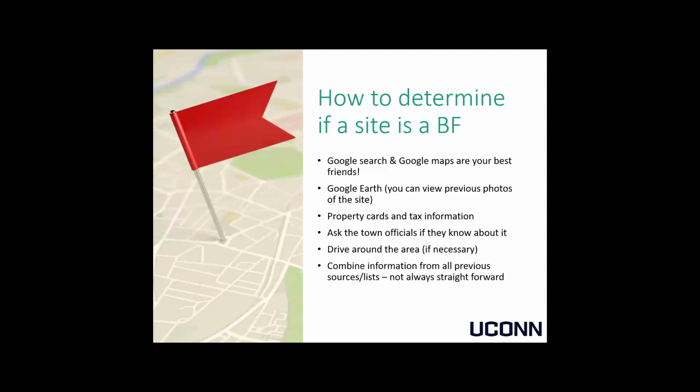And you cannot always visit all the sites, right? So in many cases, you might need to use Google Maps or Google Earth to see what is happening there. Take a look at the property cards or tax information. Ask the town officials or other stakeholders. Of course, visit the site, but if that's not easy, you can rely on different web applications to gather information.